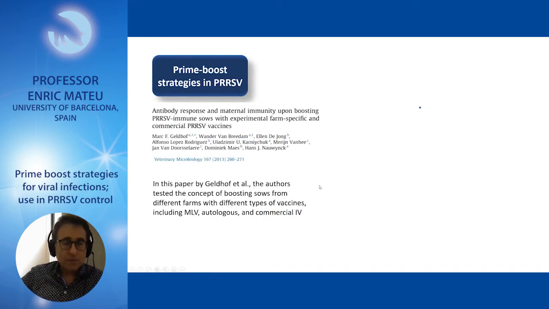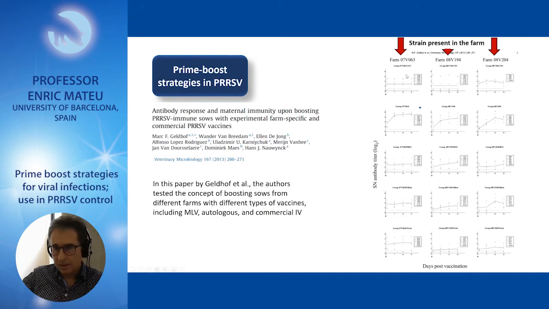Let's take a look at some prime boost strategies in PRRS. In this first paper that I would like to bring to your attention, Geldof and coworkers from Hans Nauwynck's group showed and tested the concept of boosting using an autologous vaccine. In this study, they identified 3 farms in which they isolated the virus that was present, 3 different viruses, 1 in each farm, and then they boosted those animals in the farm using different strategies.